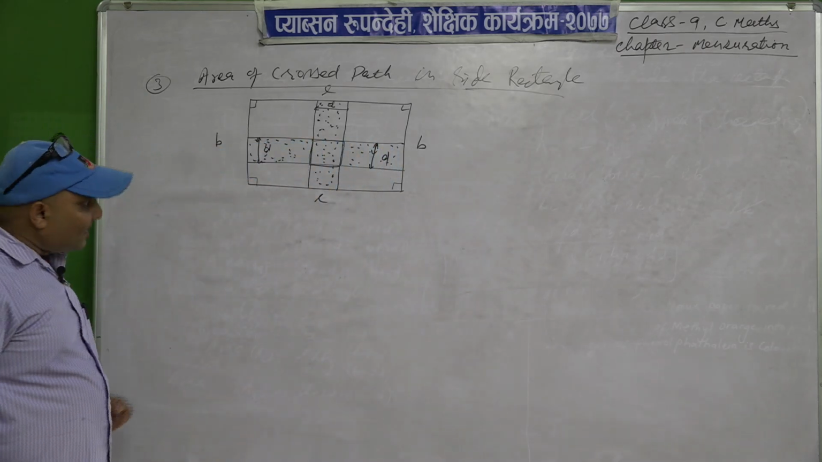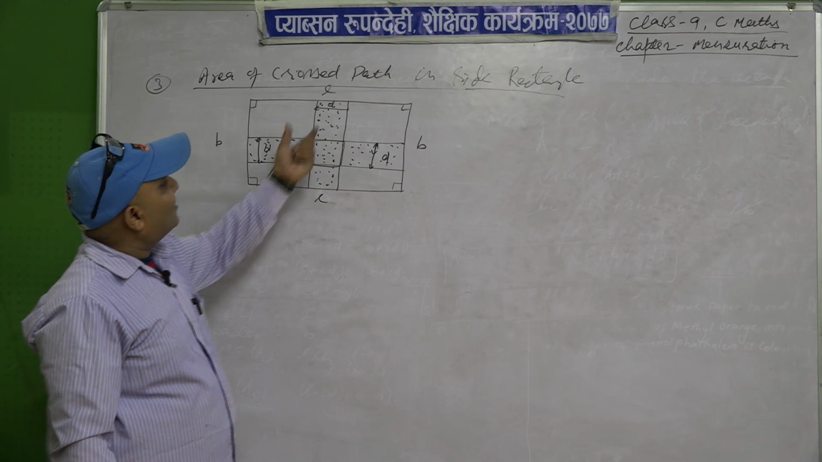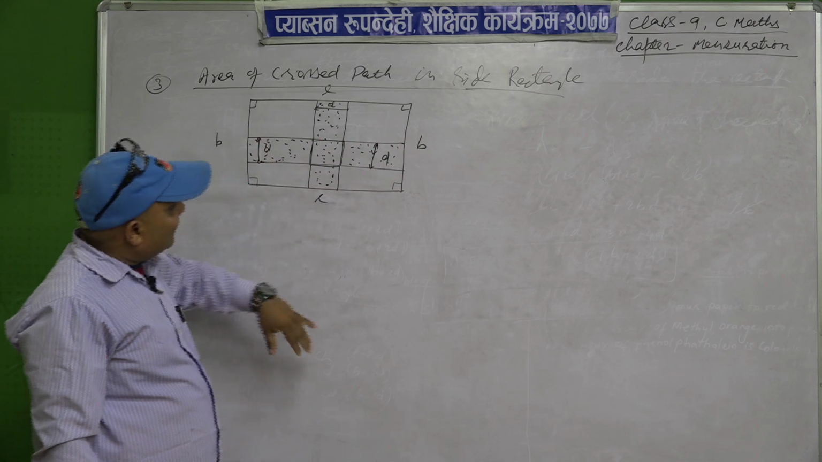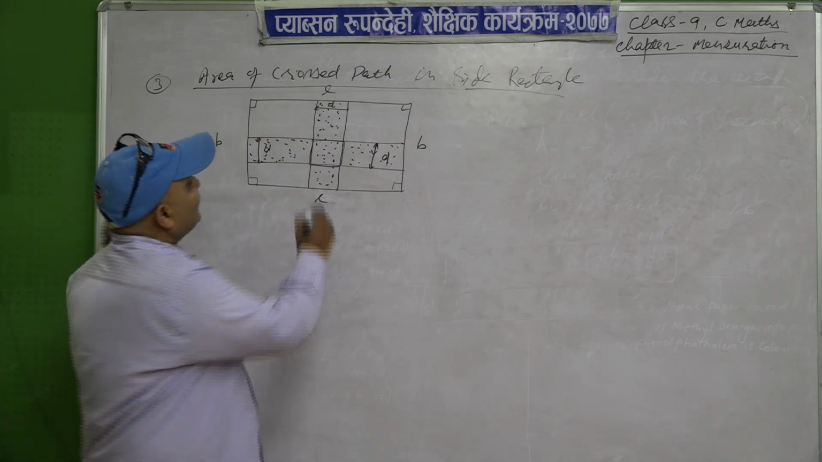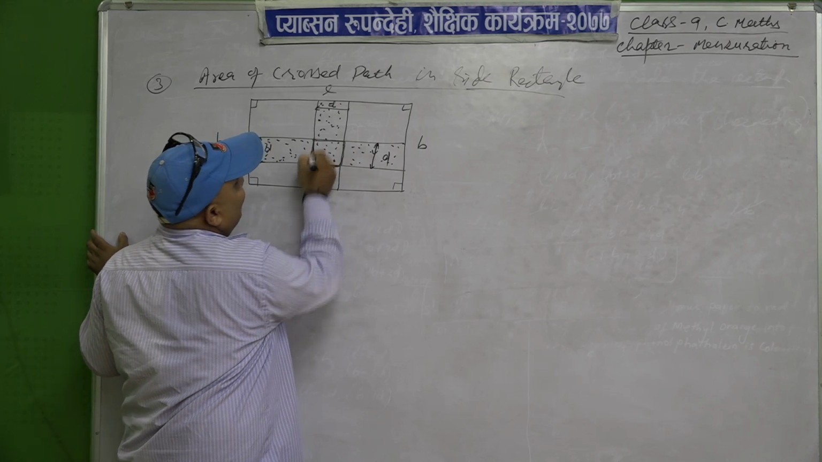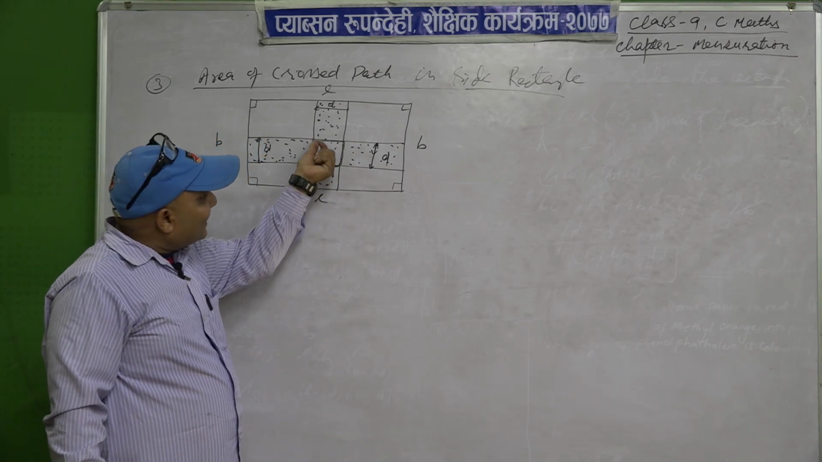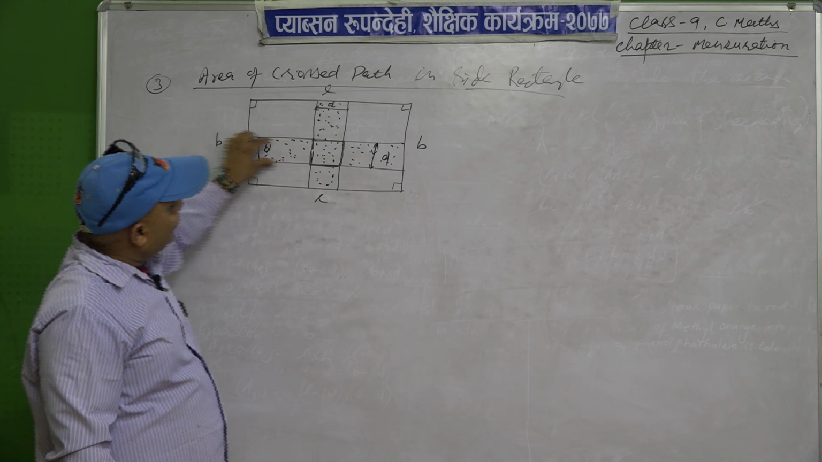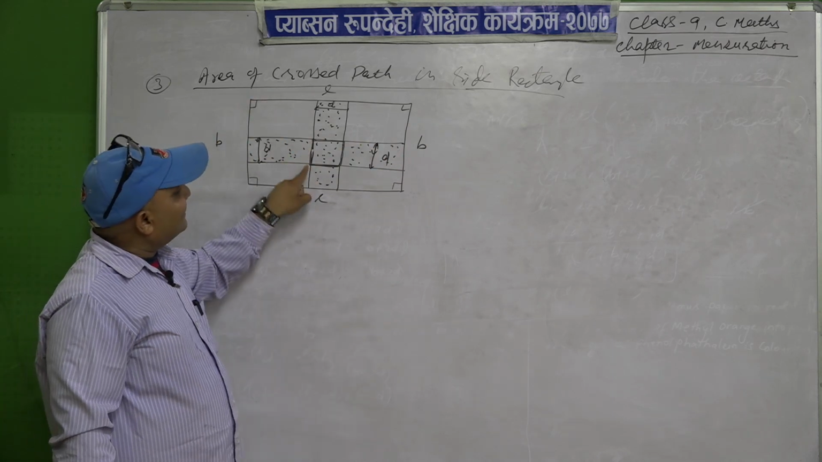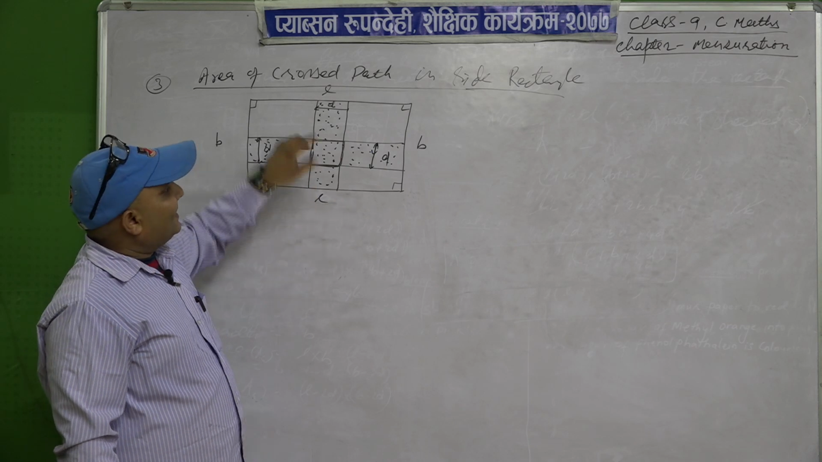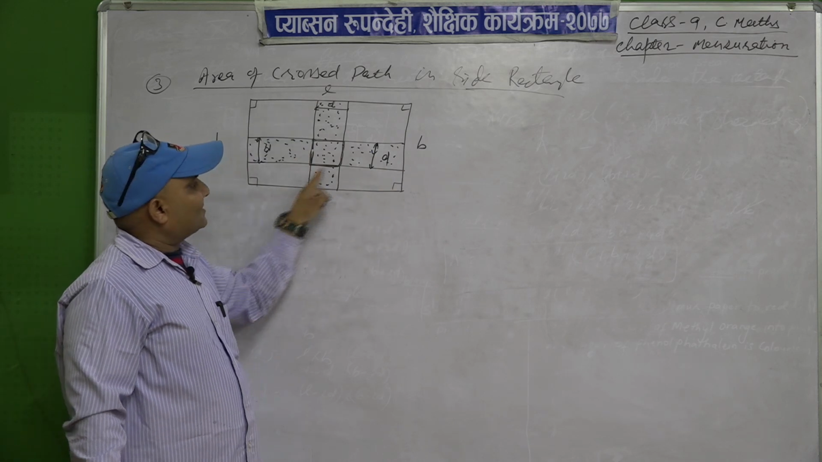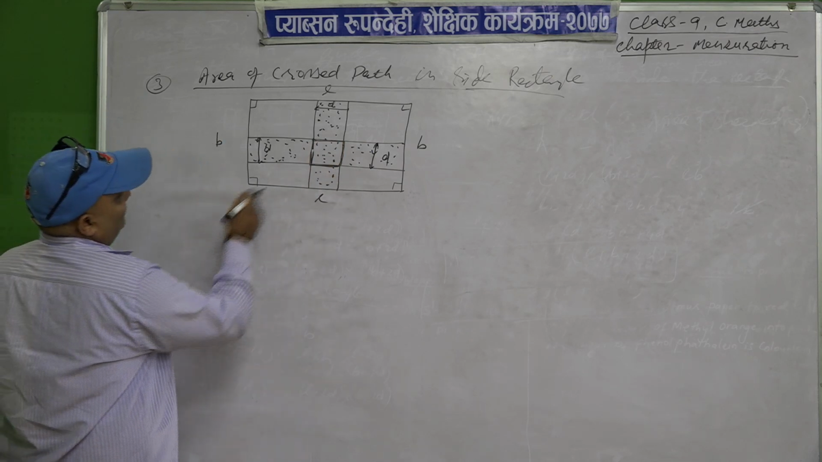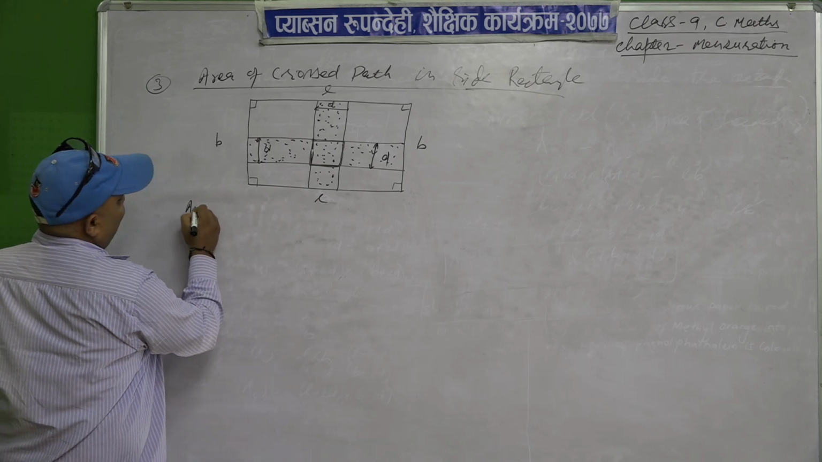Yesterday I told you how we find the area of this cross path. First we find the area of this path, then the area of this path, and then we add these two areas, but this common part is repeated two times. So we subtract the area of this common part. First find the area of this path, then the area of this path, add the two areas and subtract the common area.